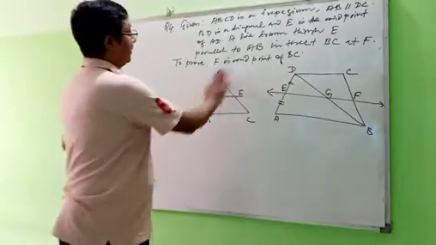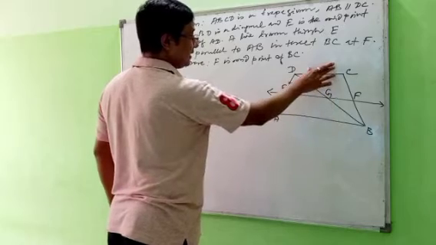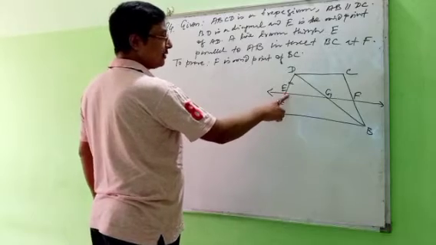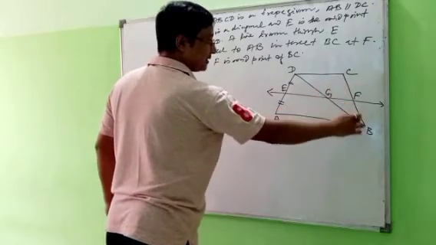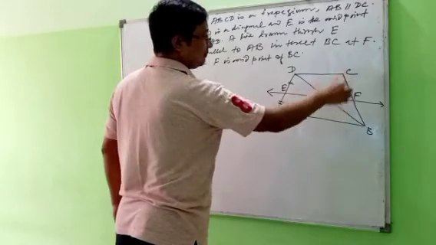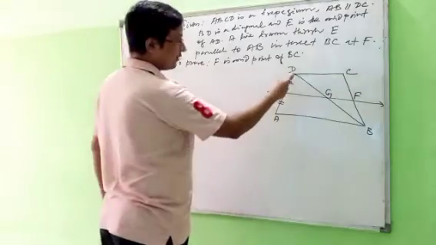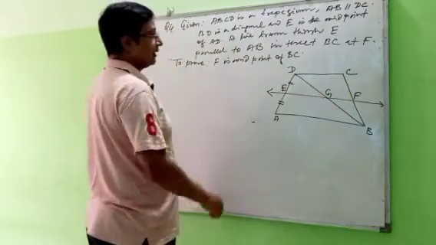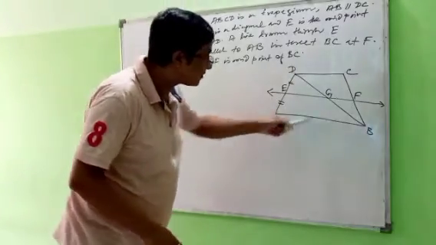Now here they have given that this is a trapezium where AB is parallel to DC, and E is the midpoint of the side AD. Through this E they have drawn the line parallel to AB that meets the side BC at point F. You are to prove that F must be the midpoint of the side BC. So here you have two triangles: one is triangle DAB, the next is triangle BCD. Here you will be using the converse of the midpoint theorem.